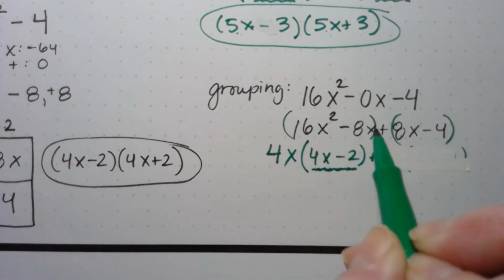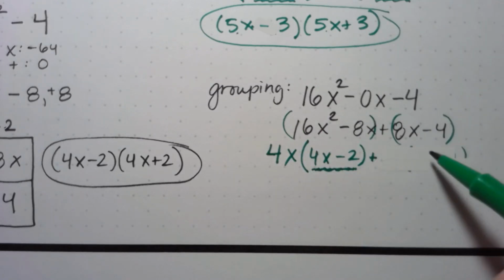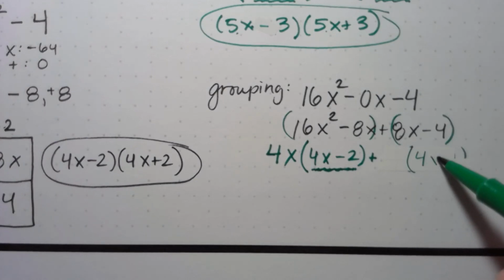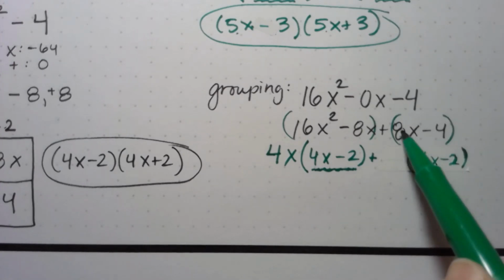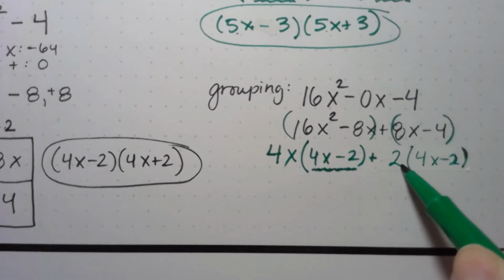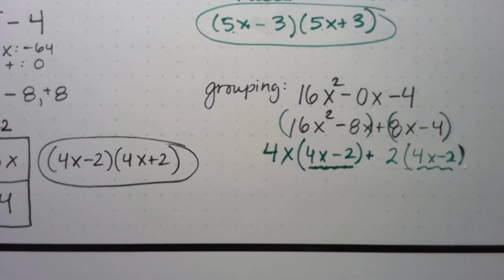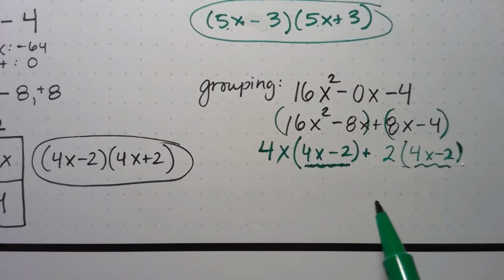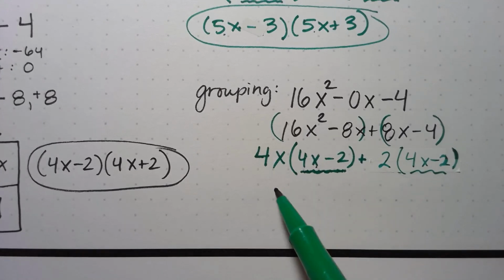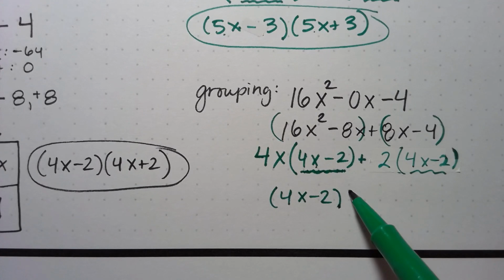If I factor out the GCF of my first set of terms here, then I know on this side I need a 4x minus 2. I know I need that, so I can work backwards. If I need a 4x minus 2, what did I have to divide out? Well, I divided out a 2. And that gets me my match here. So then I've got a 4x minus 2 and a 4x minus 2 in common. Multiply by what's left.